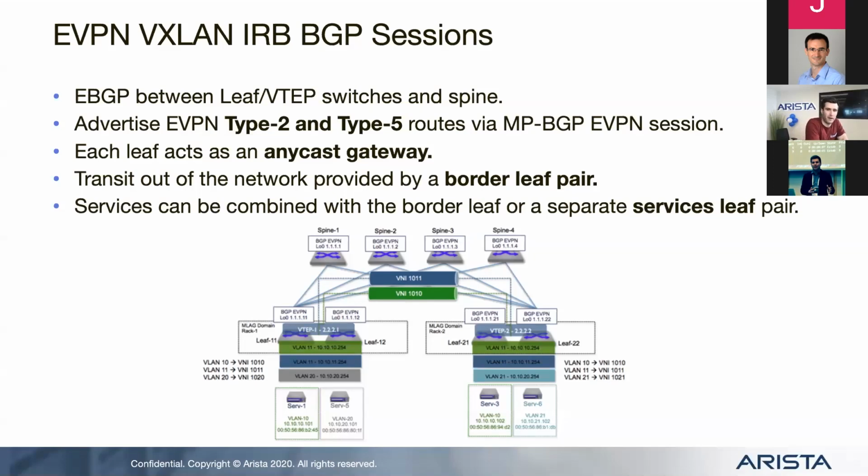Of course, this is just an internal environment, right? How do you transit out of the network? Typically, you might see the term border leaf. A border leaf is able to provide transit out of the network, or you could be adding services. I'll come into this in a second. You add different services on what we might call a services leaf pair.